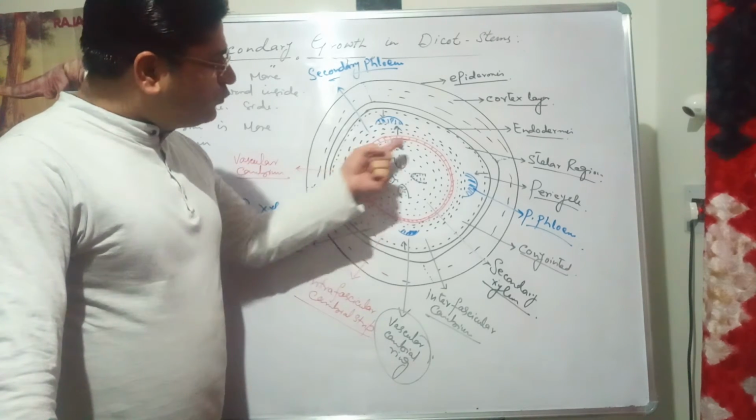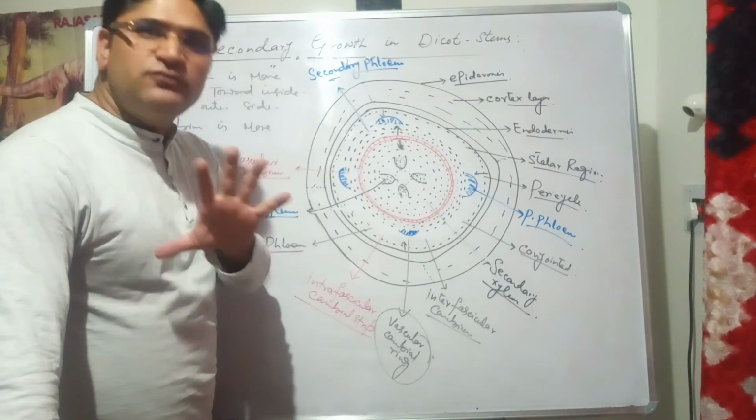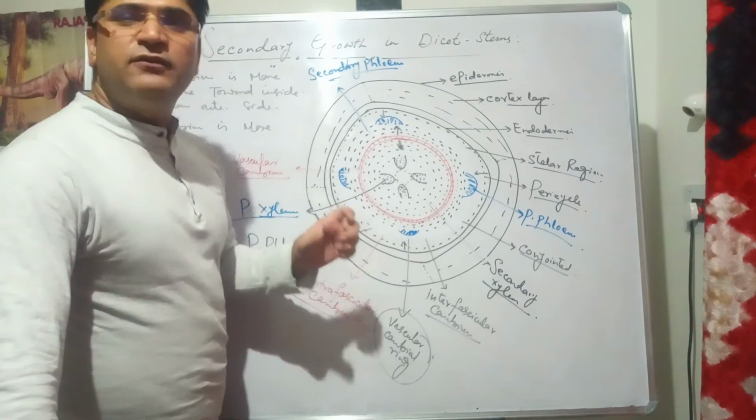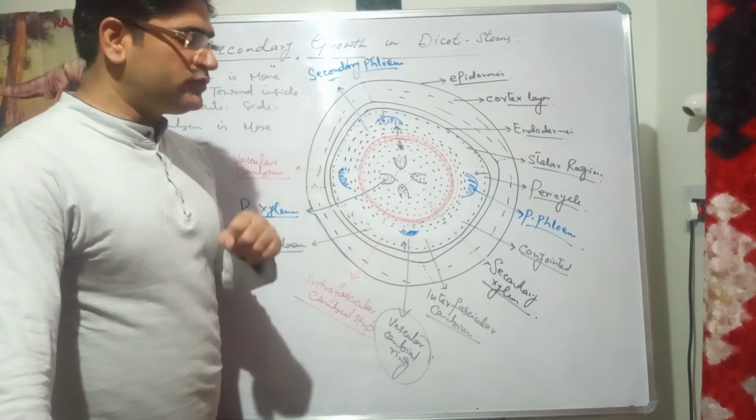Okay, so the wood which is going to be formed in the spring season is a lighter wood, it's light in color. Okay, it's lighter wood, and that wood is also called spring wood. It is also known as spring wood.